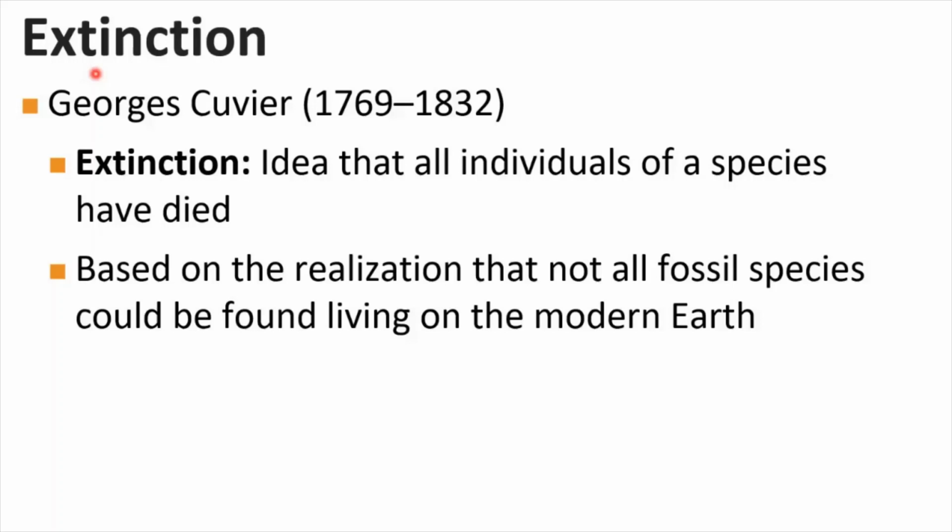Now, extinction was talked about by Cuvier, who lived between 1769 and 1832. This idea of extinction is the idea that all individuals of a species have died. That's basically where organisms come into the rock record and then go extinct, so they don't reappear again. And this is based on the realization that not all fossil species can be found living on modern Earth.